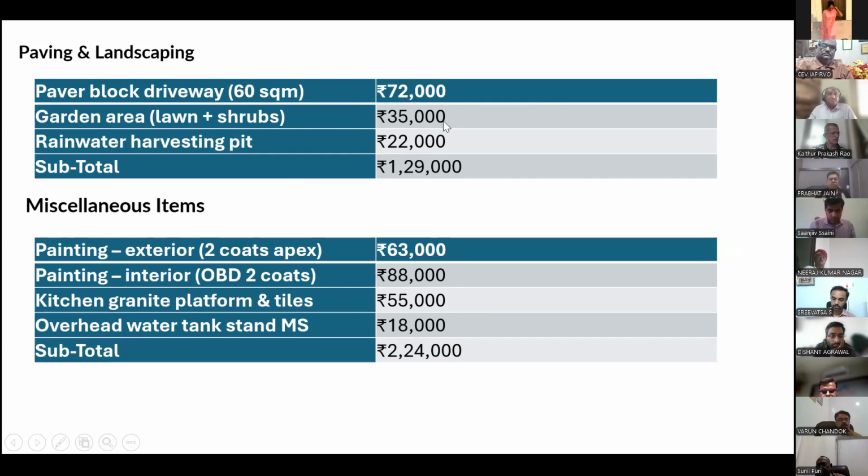Then paving and landscaping: paver block driveway, 60 square meters, 72,000. Garden area, lawn plus shrubs, etc., for their maintenance and landscaping, 35,000. Rain harvesting pit, 22,000. So total is 1,29,000.